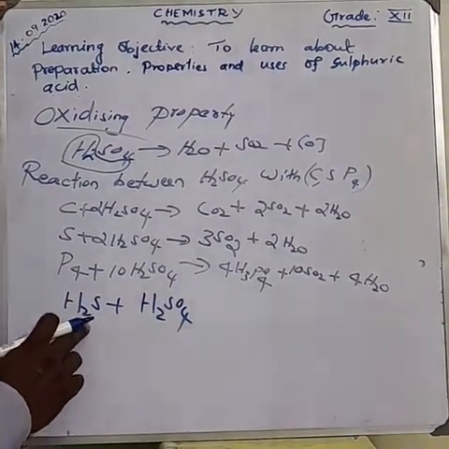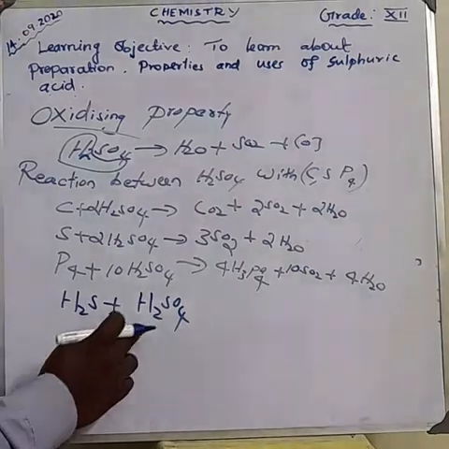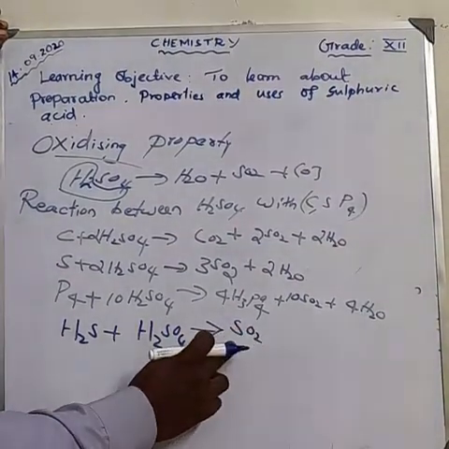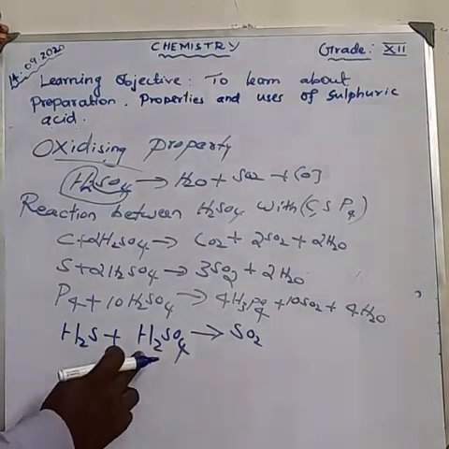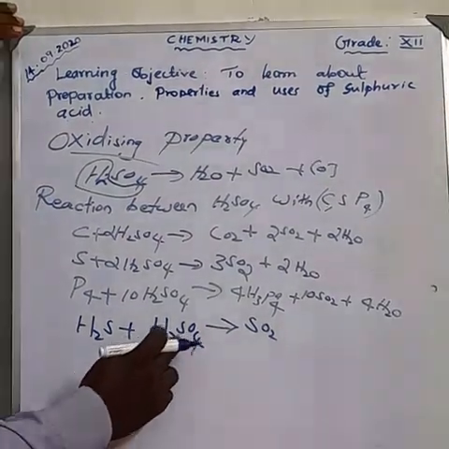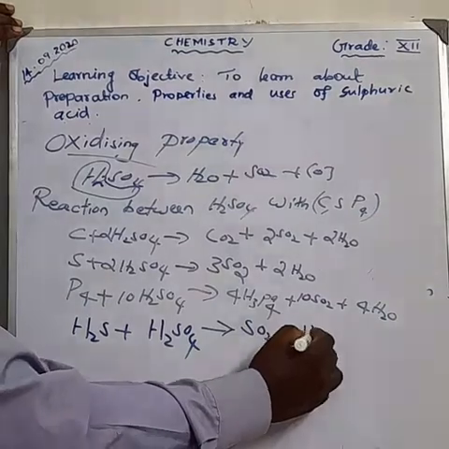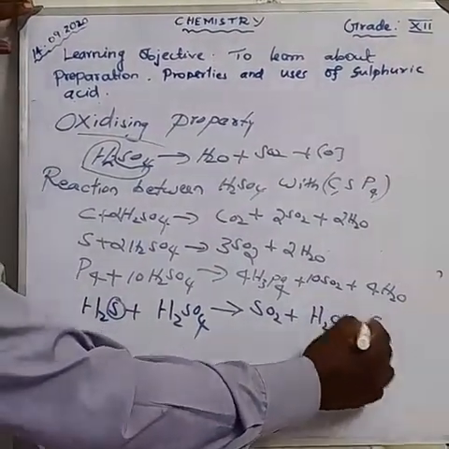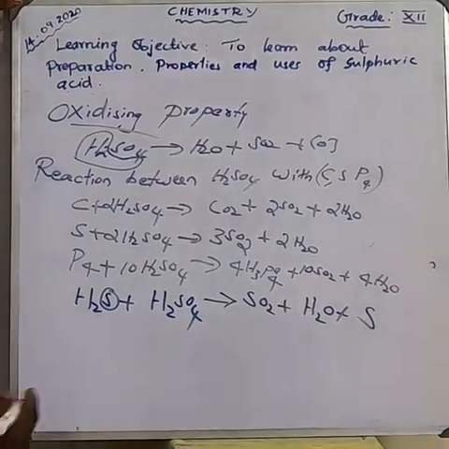Hydrogen sulfide reacts with sulfuric acid to form sulfur dioxide gas, which is evolved. Hydrogen combines with oxygen to form water, plus sulfur is formed. So how can you balance the equation?